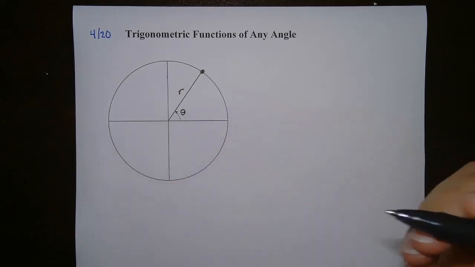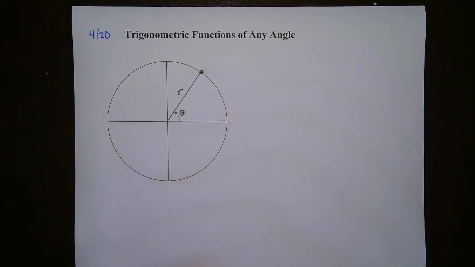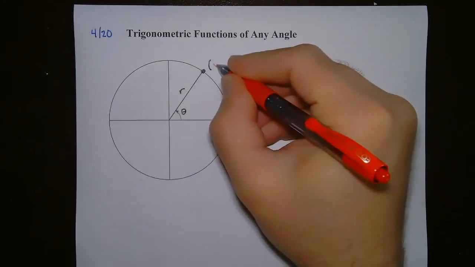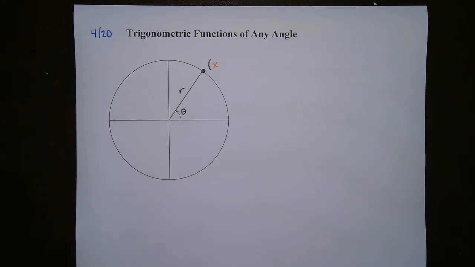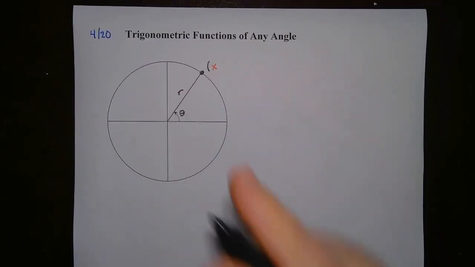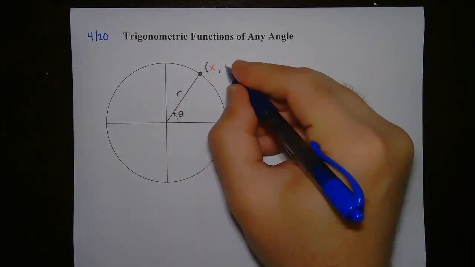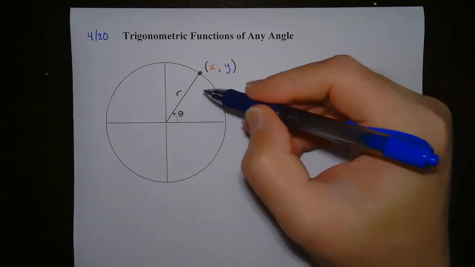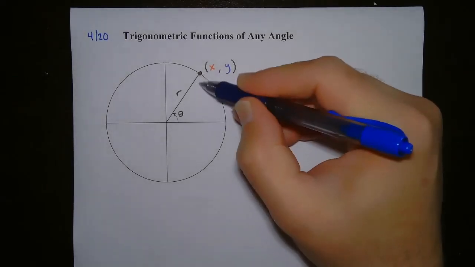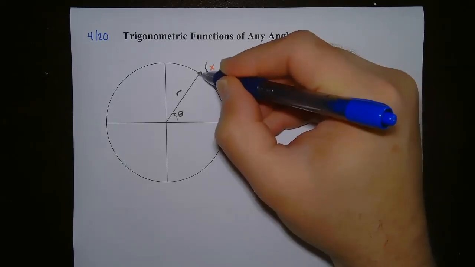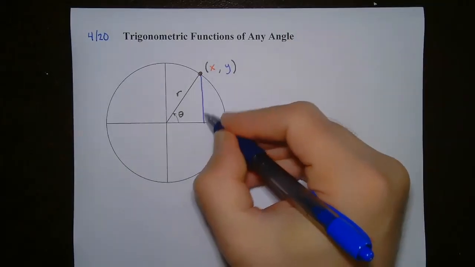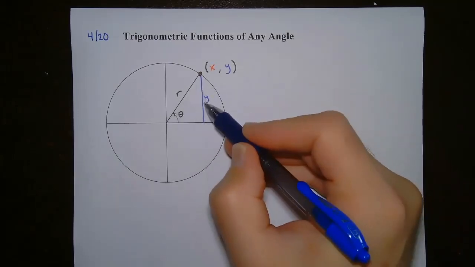Now this point has an x coordinate and a y coordinate. I'm going to use different colors: my x in red, and my y in blue. So from this point down to the horizontal axis, the x axis, this distance is equivalent to this y coordinate. So this is y.